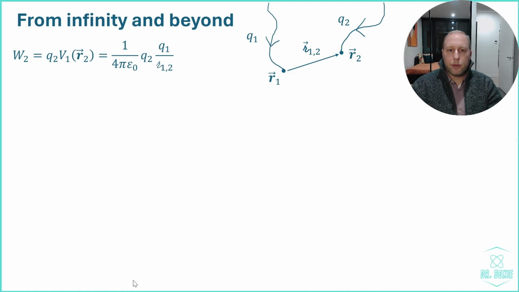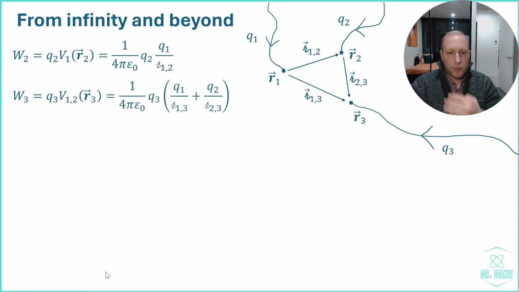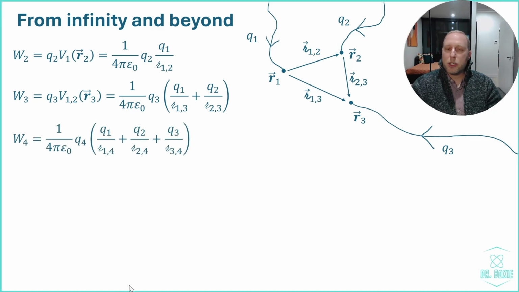Now I bring in a third charge, and it has to fight the field created by q1 and q2. And so the work done to bring in a third particle and place it at the position r3 would be q3 times the potential created by charges 1 and 2. And because of the principle of superposition for potentials, we know that it's simply the sum of the potential created by q1 and that created by q2, which means that we get this expression for the work necessary to bring in a third charge. Similarly, if I bring in a fourth charge, I would get this expression, and we can keep on going.